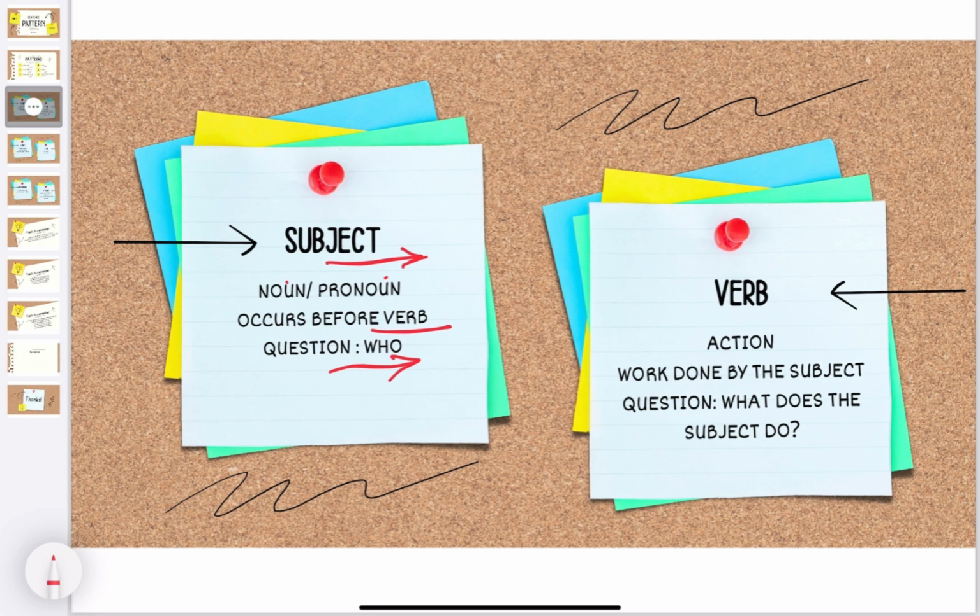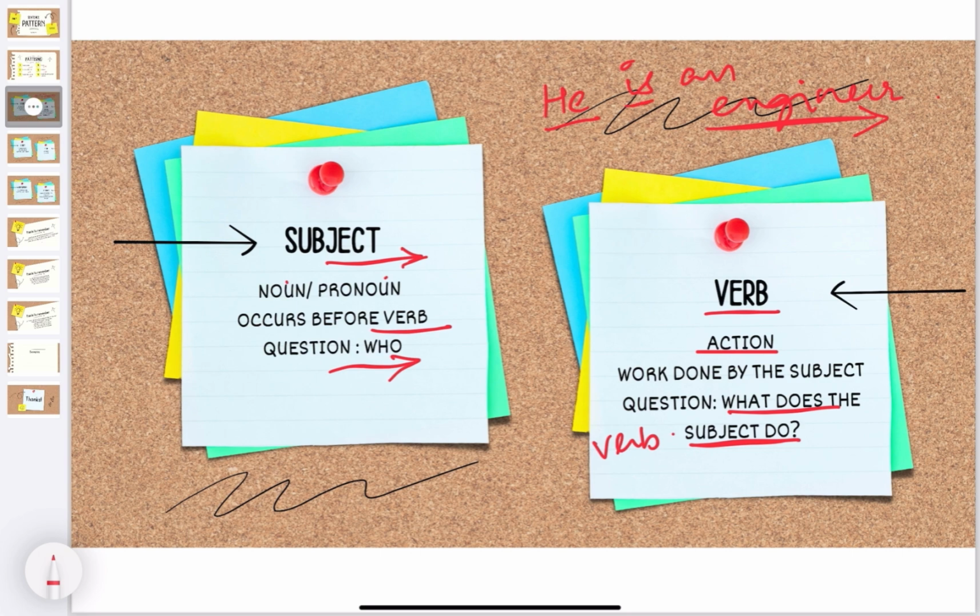For the verb, I'll give an example. He is an engineer. Okay, so a verb will always describe an action or the work done by a subject. So what does the subject do? A verb will definitely answer this question. What does he do? He is an engineer. Okay, so is the verb.